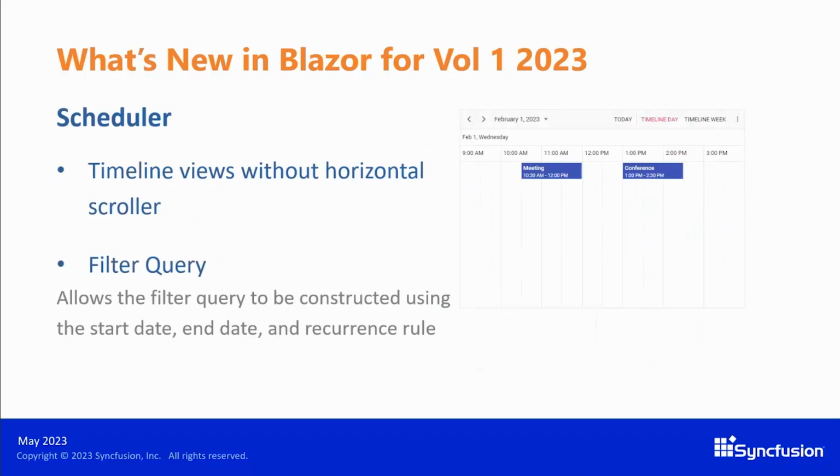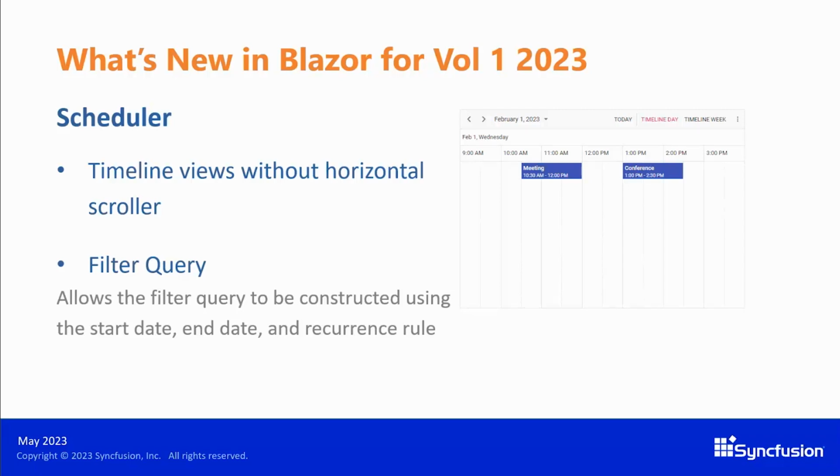And next, to the scheduler component, this is just an improvement, not a very big feature. The horizontal scroll bar used to display at the bottom of the timeline views, even if all the time slots were displayed within the viewport. Sorry for that. So as I was saying, the horizontal scroller has been removed in the timeline views now.